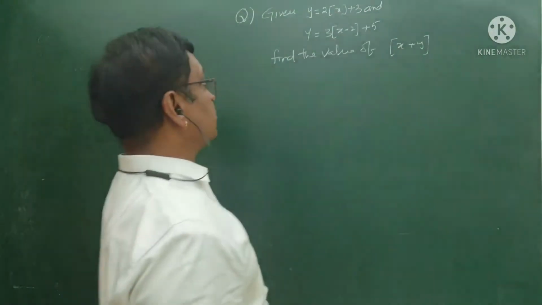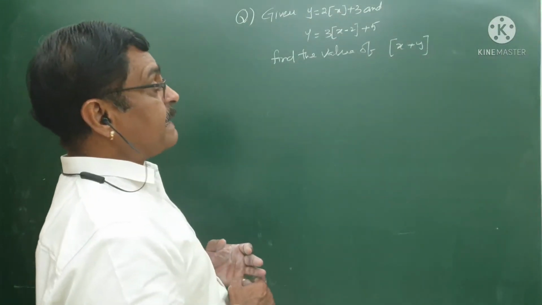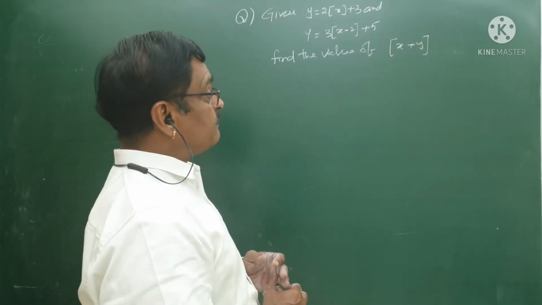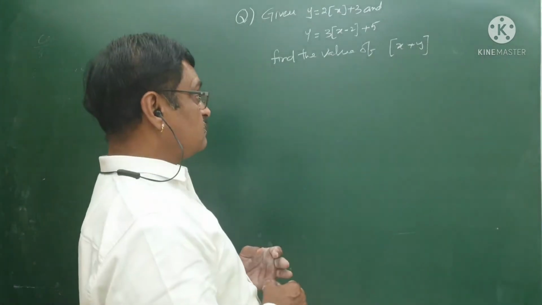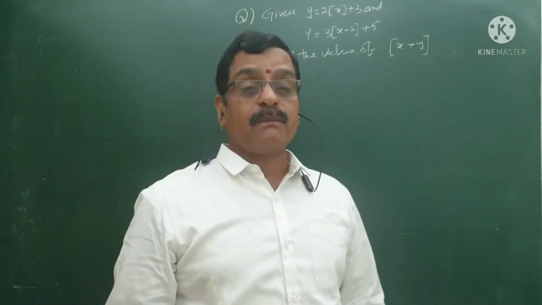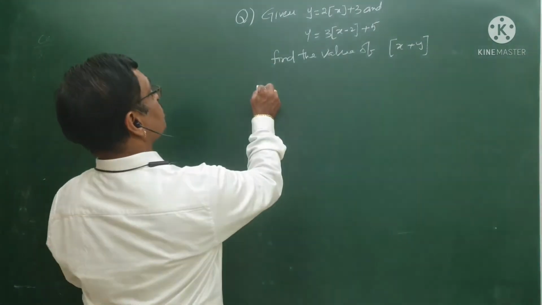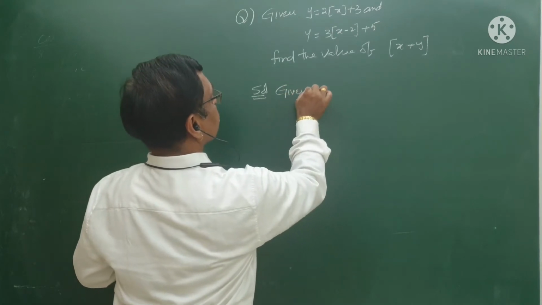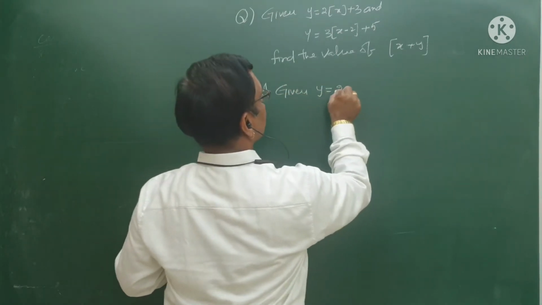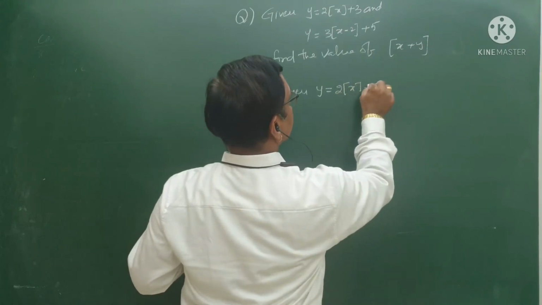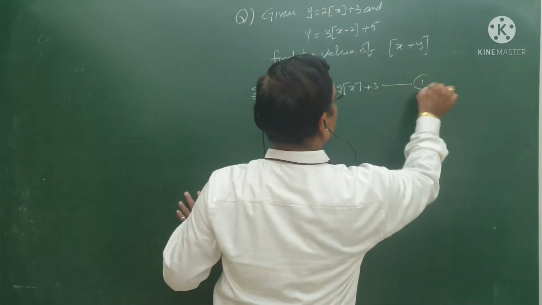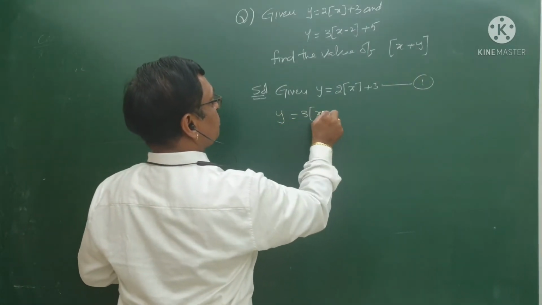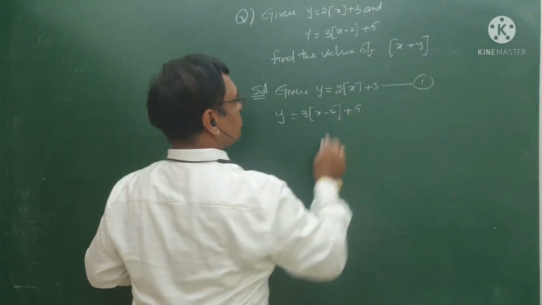Next question. Given y is equal to 2 times the integral part of x plus 3 and y is equal to 3 times the integral part of x minus 2 plus 5. Find the value of the integral part of x plus y. Solution. Given y is equal to 2 times the integral part of x plus 3, let this be 1. Number 2, we have y is equal to 3 times the integral part of x minus 2 plus 5.